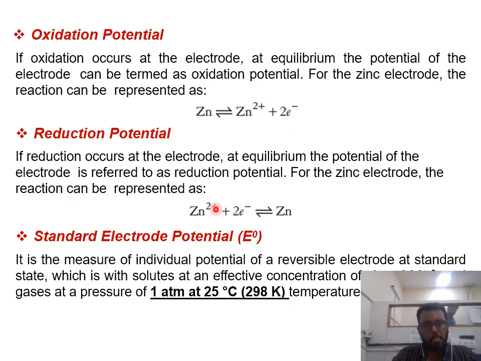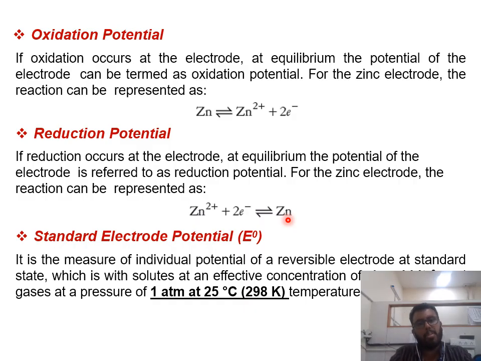Similarly, in the reduction process, it can also occur the other way, where zinc ion can accept two electrons and be reduced to a zinc atom or zinc metal. So the zinc electrode can act as an anode as well as a cathode, depending on the electrode potential of the electrode which you are coupling with.